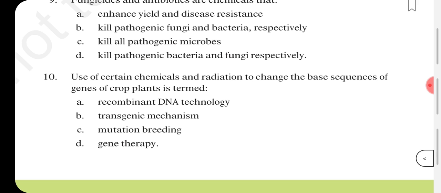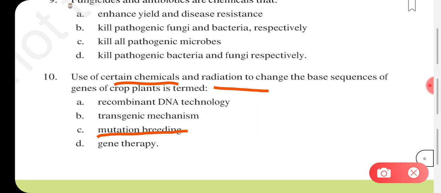Next one: use of certain chemicals and radiation to change the base sequence of genes of a crop plant is termed as recombinant DNA technology, transgenic mechanism, mutation breeding, or gene therapy. So here the correct answer will be option C, that is mutation breeding.